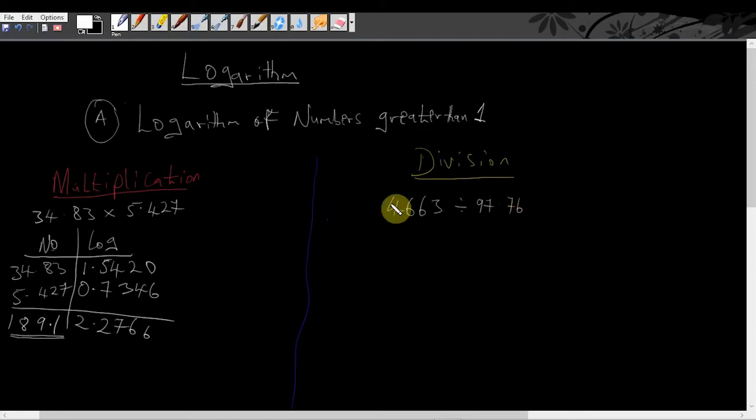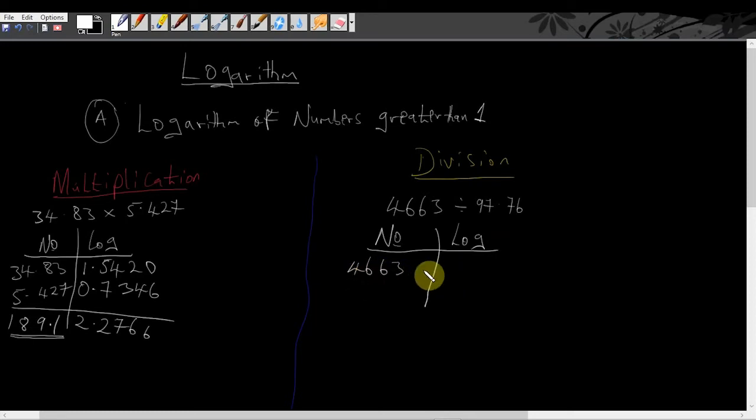Okay, let's now do this division. It's just the same thing, only that here you will do whatever the logarithm of this is minus whatever the logarithm of this one is. Draw your table this way. This is your number part. This is your logarithm part. Write the numbers under number, which is 4663. If you like, you solve this one first before you bring in this one. We have 4663.